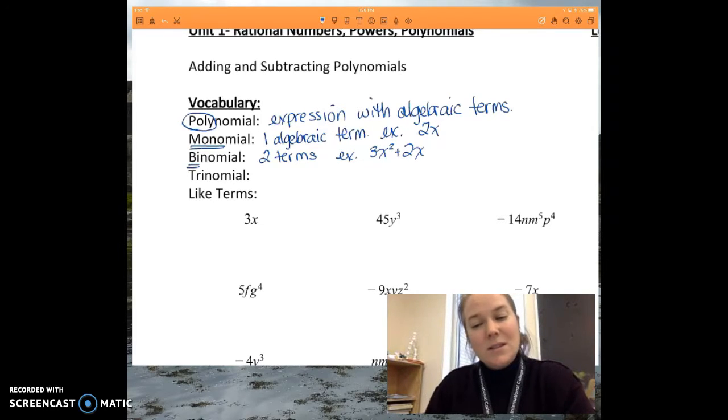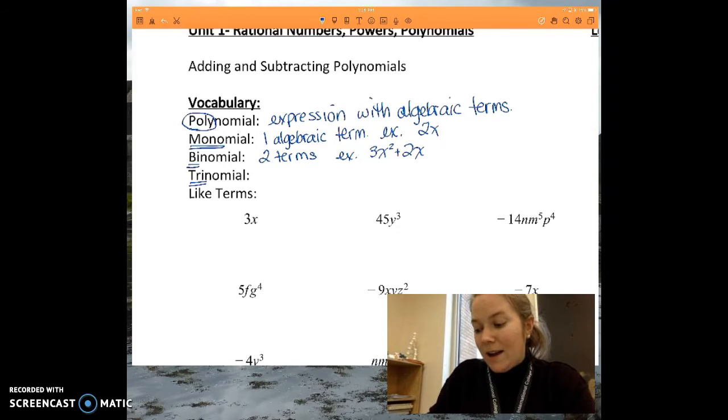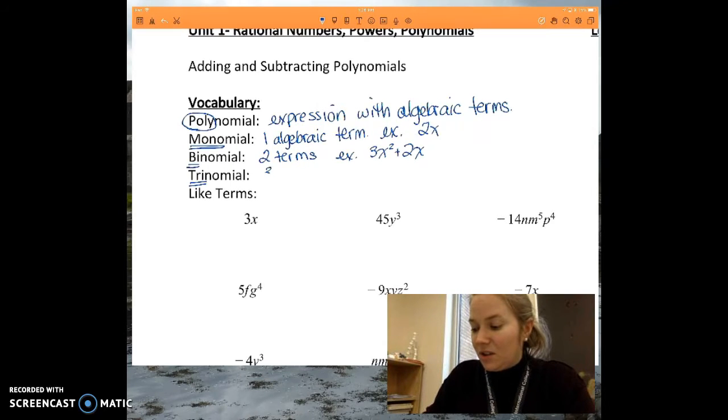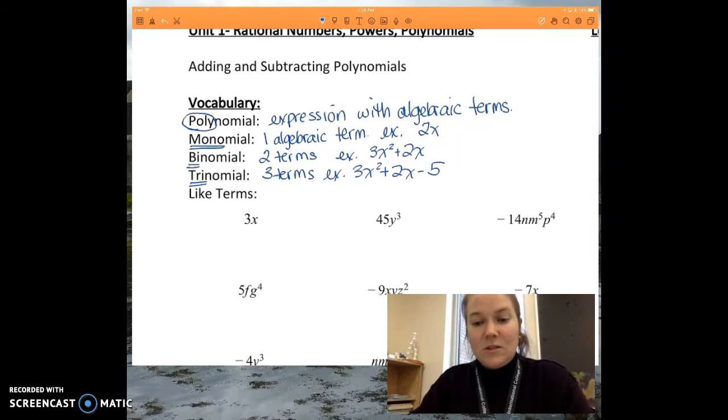So it's not too hard to figure out what a trinomial is going to look like. A trinomial has three terms. For example, 3x squared plus 2x minus 5. So there's three separate terms there.